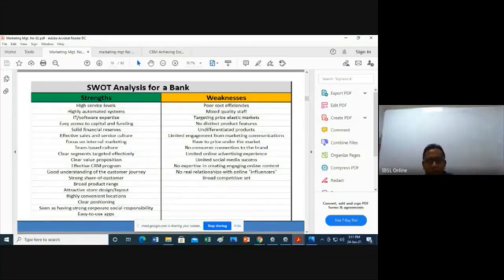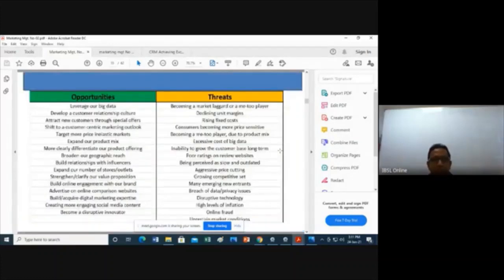And weaknesses, again, I said weaknesses are mostly internal: poor cost efficiencies, mixed quality staff, targeting price elastic markets, no distinct product features, undifferentiated products. So these are common weaknesses that we have.